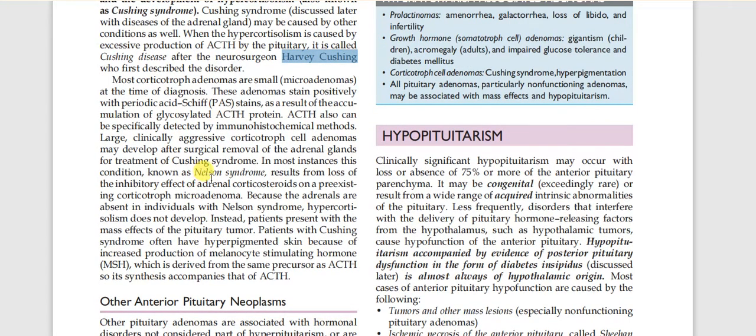Usually the pathogenesis of this is Nelson syndrome, which is a loss of the inhibitory effect of adrenal corticosteroids on a pre-existing corticotroph microadenoma. Normally we have negative feedback. So when we have no negative feedback to the corticosteroids... normally corticosteroids have very prominent feedback. That's why when you manage the treatment by corticosteroids, it's a very common drug which is used.